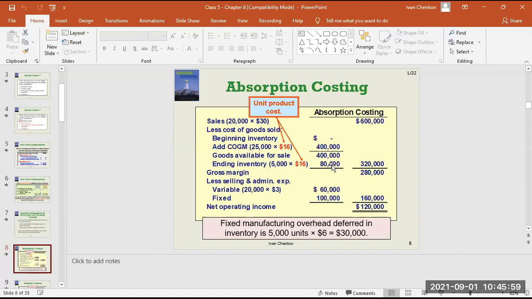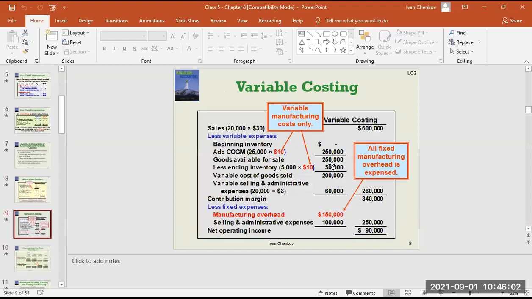So let's do the same thing for the variable cost. On the variable costing, sales will be exactly the same. Now, beginning inventory, we start with 0. Now we produce 25,000 units, but cost per unit was $10. So our cost of goods manufacturing now will be lower, 250. Ending inventory, since we're carrying only 5,000, times $10 will be 50,000.